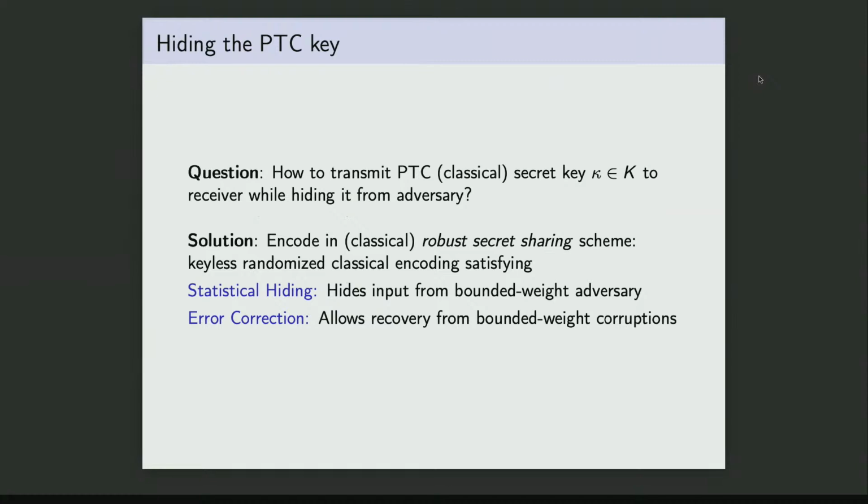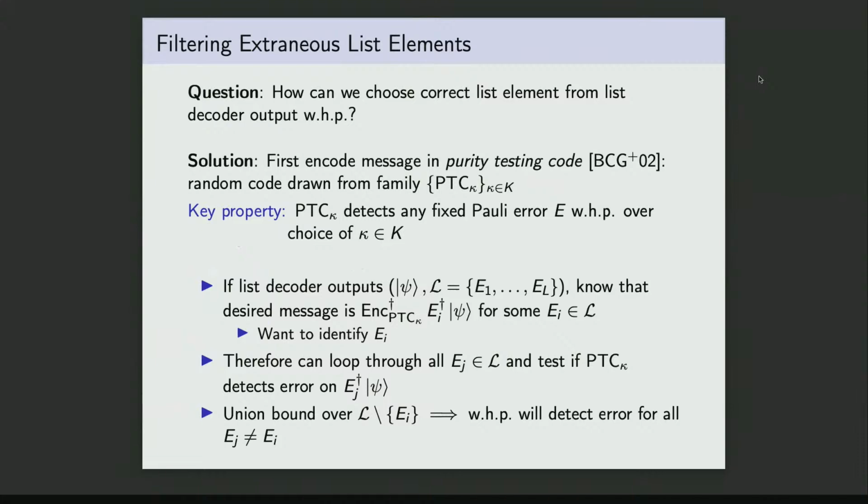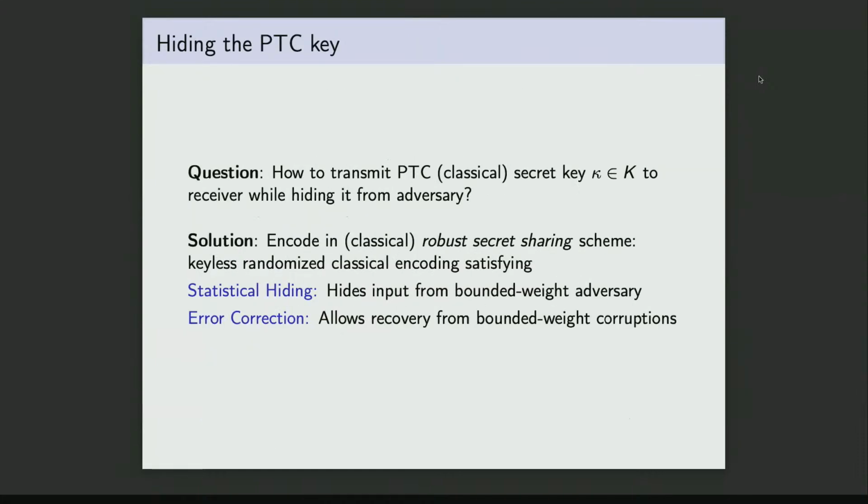All right, so this is great. We can filter the list, but from filtering the list, we've picked up this classical secret key that we need, kappa. And we really need to hide the secret key from the adversary, because if the adversary could access the key, they could tailor their corruption to whatever PTC we've chosen and break the key property of the PTC. So the solution here is to encode the classical key kappa in a classical robust secret sharing scheme, which is just some keyless classical randomized encoding scheme that hides the input from any bounded weight adversary. So it's hiding our secret key, and it allows us to recover the key even if the adversary tries to corrupt this encoding.